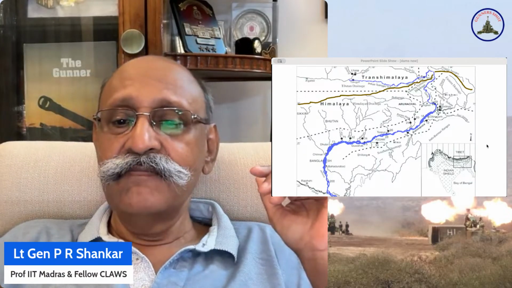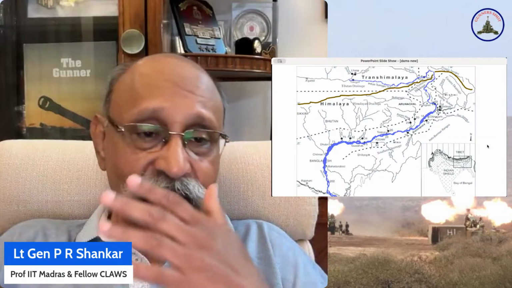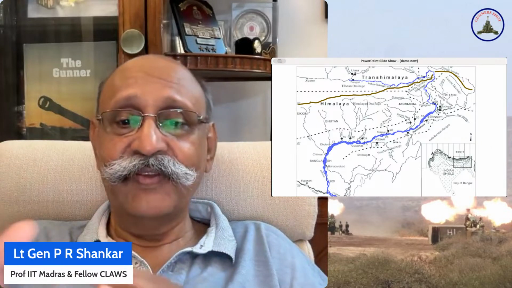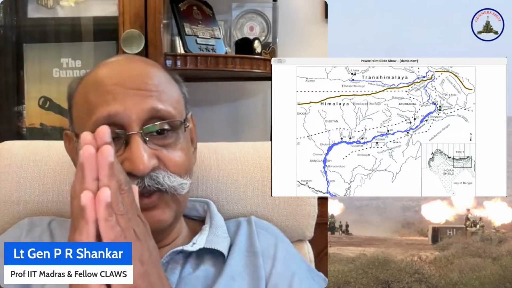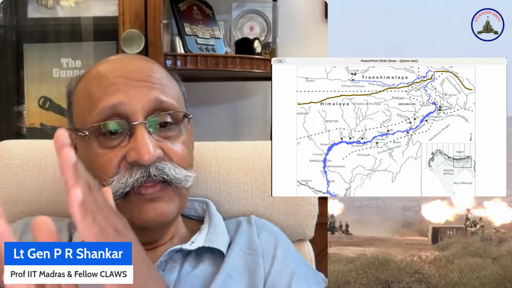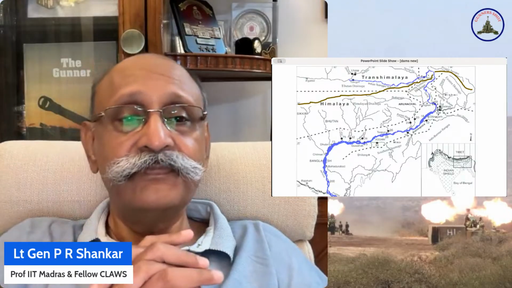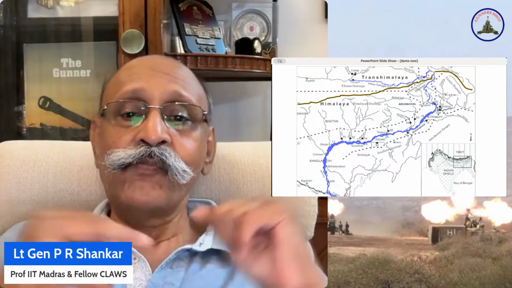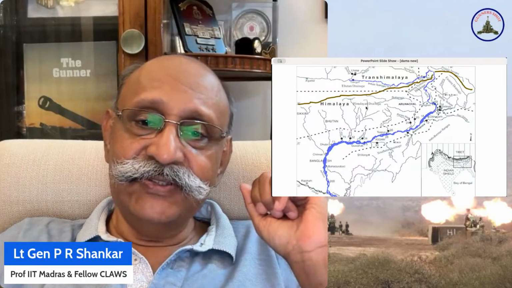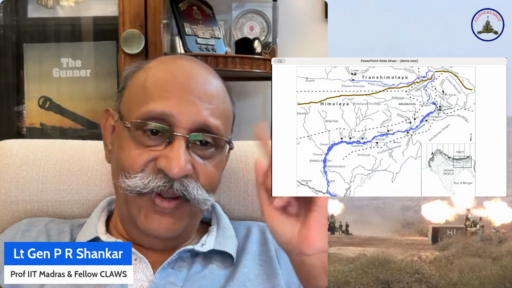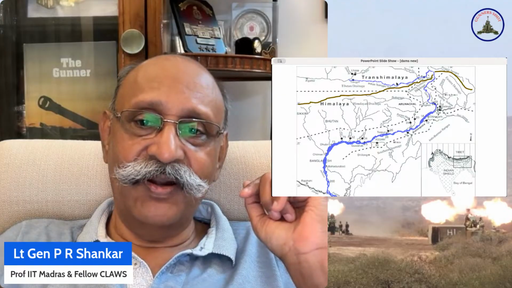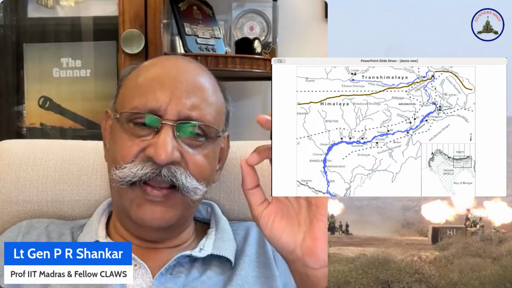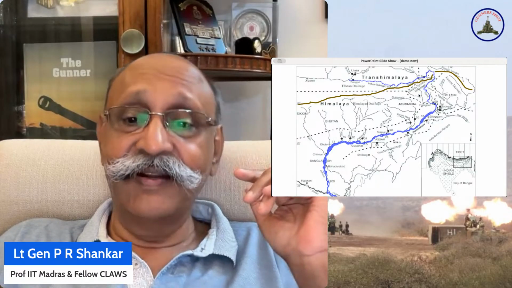Anyway, we'll leave that out at this point of time. It goes into the Barak River. The southern river is the Barak River. The southern valley is the Barak Valley. So we'll leave that out. We'll talk of the Brahmaputra. So the drainage is here, and the only cut where water comes through is here. The only cut. Let's understand this.